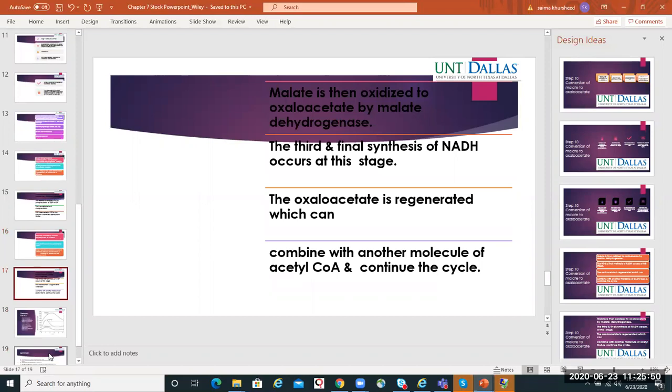The malate that's formed in this Krebs cycle is then oxidized to oxaloacetate by malate dehydrogenase. So the final synthesis of NADH occurs at this stage. The oxaloacetate that's formed is regenerated, which can combine with another molecule of acetyl coenzyme A and continue the cycle. So that's the Krebs cycle, how it occurs. So these are the different steps that are involved in this cycle.